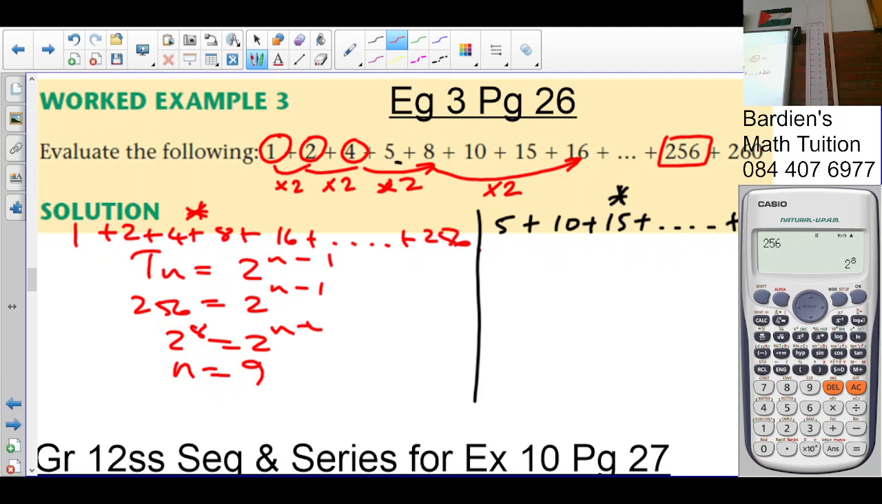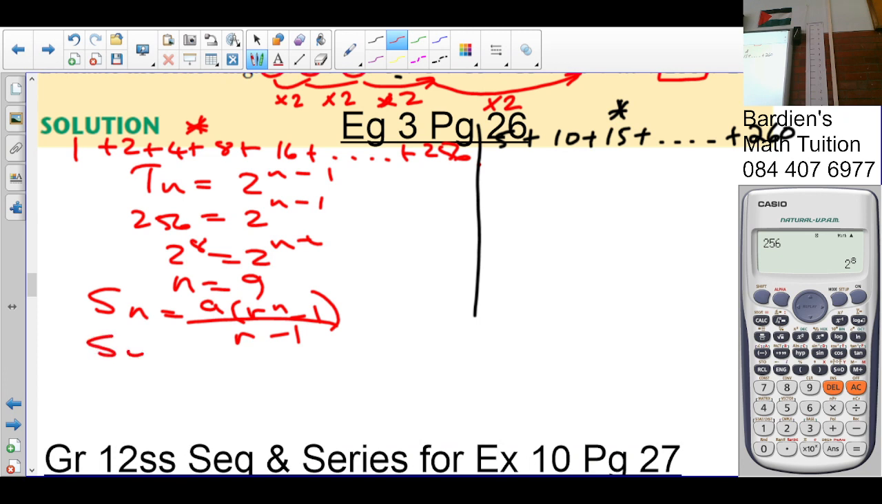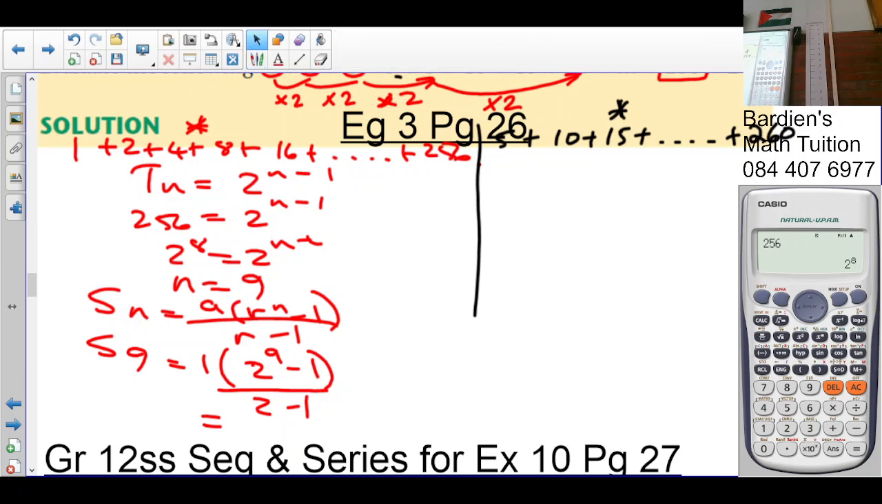Okay, so what I'm going to do is work out the sum of 9 terms since it's geometric. So Sn is equal to a r to the n minus 1 over r minus 1. Okay, so S9 is equal to a, which is 1, r, which is 2 to the 9 minus 1 over 2 minus 1. Okay, so that will simply give us 2 to the exponent 9 minus 1, which is 511.